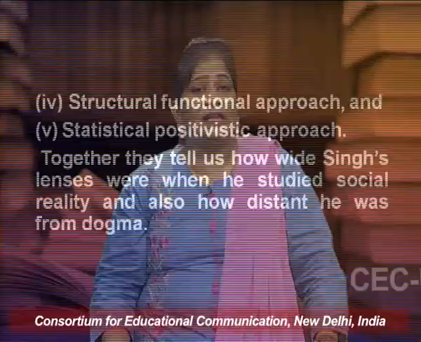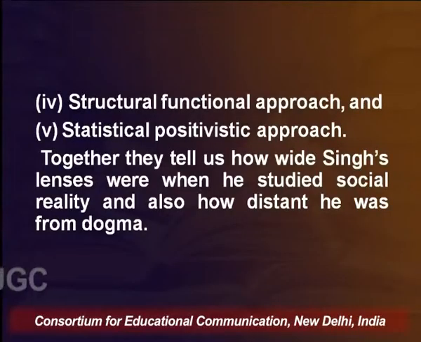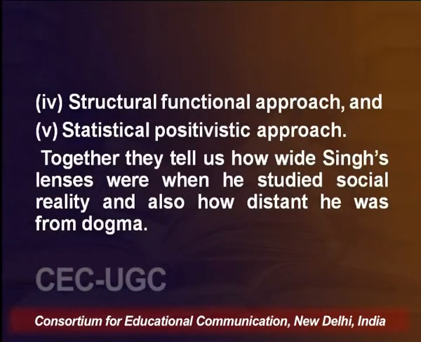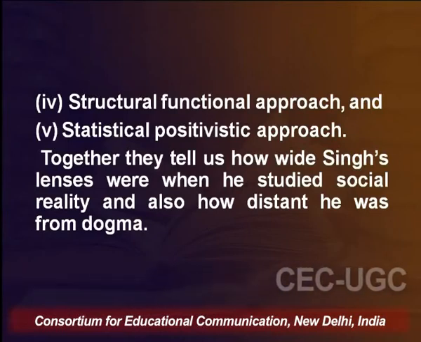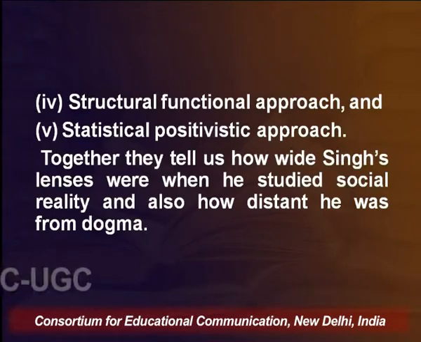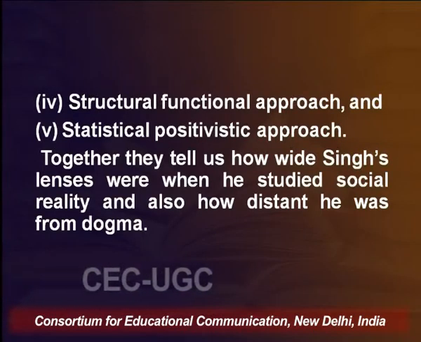The fourth approach that he uses is a structural functional approach, and the fifth is the statistical positivistic approach. Now the statistical positivistic approach refers to what was emerging with the discipline of sociology, which was called a positivist science or a scientific study of society. And in the positivist approach, the emphasis was on data, on quantitative data. Therefore he is looking into the statistical positivistic approach.